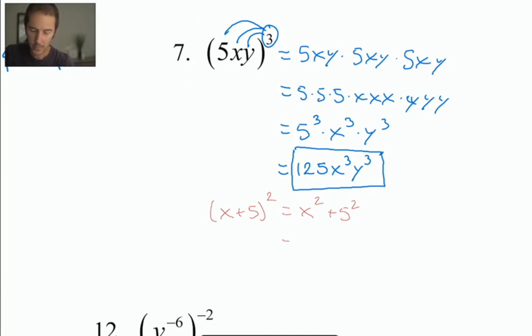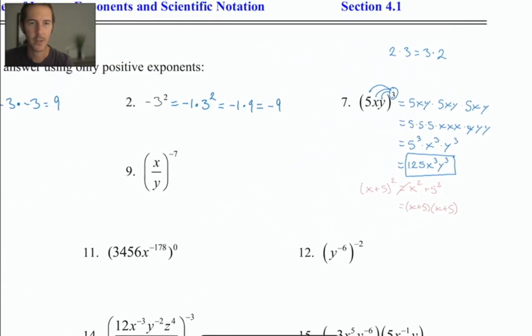Better is to remember very basic stuff. Remember what it means to square something. Here you have to take, so these are not equal to each other, but what it is equal to is x plus 5 times x plus 5. I'm taking the x plus 5 and multiplying it by itself. From here, you would FOIL and combine like terms. So I'm not going to do that. That's not part of this lesson. Just really trying to impress upon you the possible danger of thinking that there is a distributive property for exponents. Better to just remember what's really going on behind the scenes.